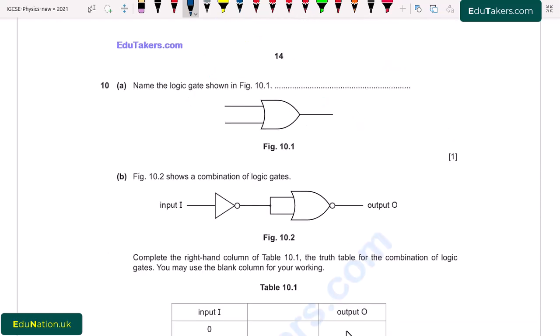Question number 10, part A. Name the logic gate shown in figure 10.1. In figure 10.1, here is a logic gate that consists of two inputs. The inputs are this and this, and the single output that is represented by this. We have to tell the name of this logic gate. So this is basically an OR gate. I write here OR gate.